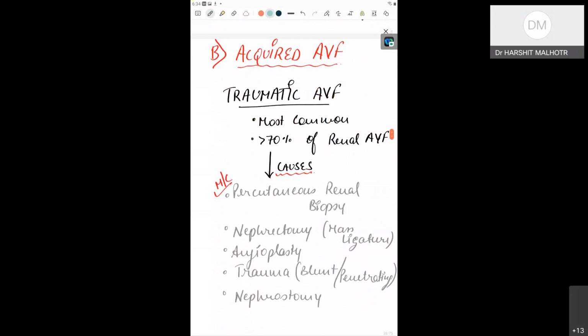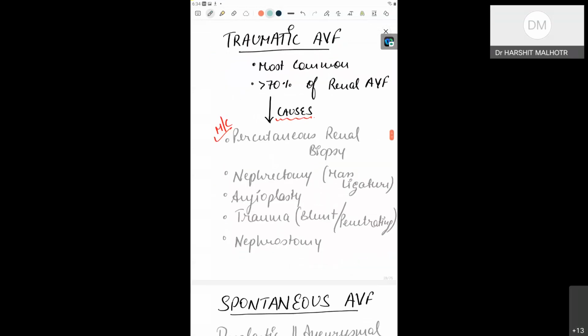Second is acquired, which are known as AV fistulas. Commonly they are traumatic, which is the most common acquired AVF. More than 70% of renal AVFs are traumatic, in which the most common cause is percutaneous renal biopsy. With the rise in interventions by the nephrologist, we see more such cases, but most of the renal AVFs which are secondary to iatrogenic injury because of the renal biopsy which is performed percutaneously, they are self-limiting, or they become automatically closed by the end of 1 year.